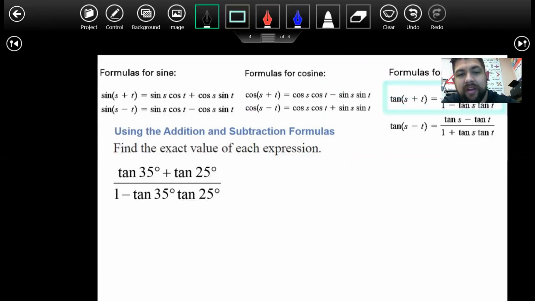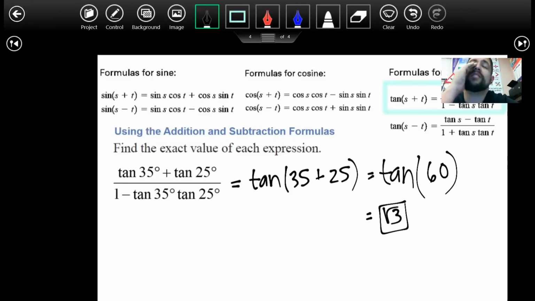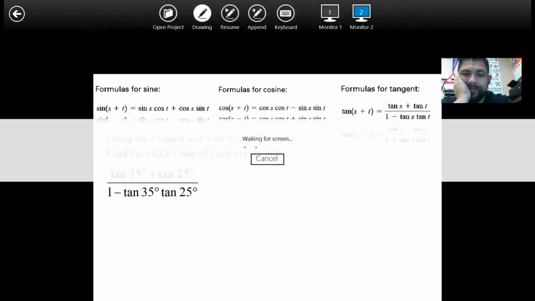That basically tells me that I can rewrite this as tangent of S, which is 35, plus tangent of 25. This will give me tangent of 60, right? 35 and 25 is 60. Then we look at our unit circle here. Tangent of 60 is rad 3. So this one's a little bit simpler. My apologies for that last one. Okay, here we go. Let's keep on going.